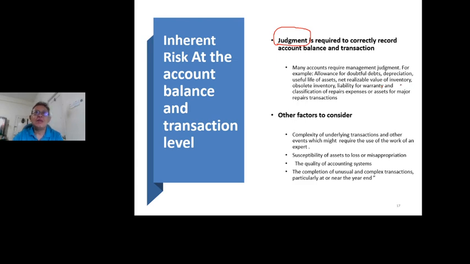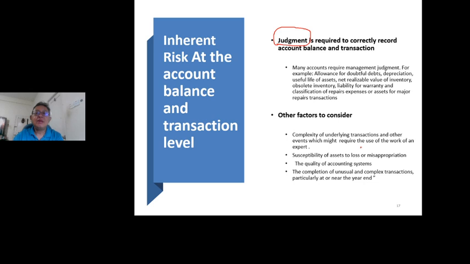Again, this particular area is exposed to inherent risks. Other things that you may consider in account balance and transaction level are the complexity of the transactions. If the transaction is very complex, it's prone to have an inherent risk on the balance. And then we look at certain assets. Some assets are so susceptible to be misappropriated. Okay, we have to look at that issue as well.